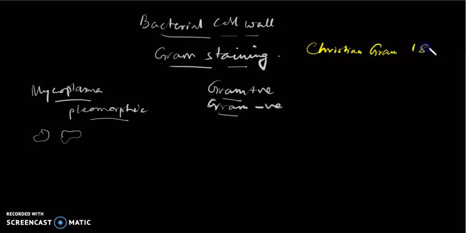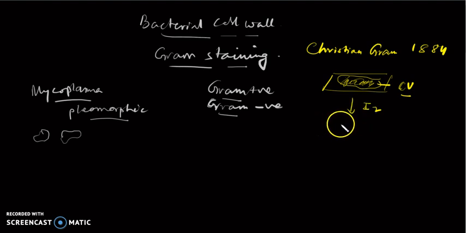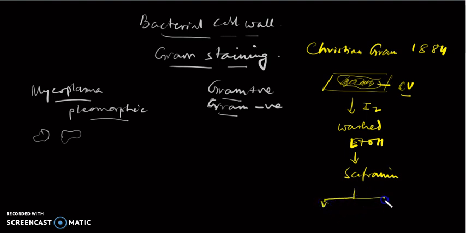In 1884, he developed this technique of staining of bacteria. He stained a smear of bacteria with a stain called crystal violet, the Gram stain, followed by adding a mordant of iodine. Then he washed those stains with ethanol, and then again put another stain called safranin. He could see two types of bacteria.